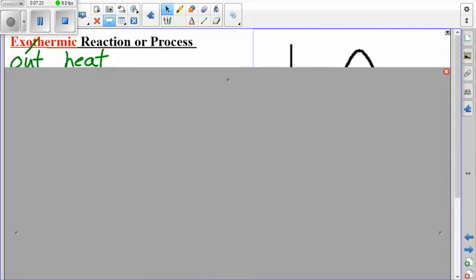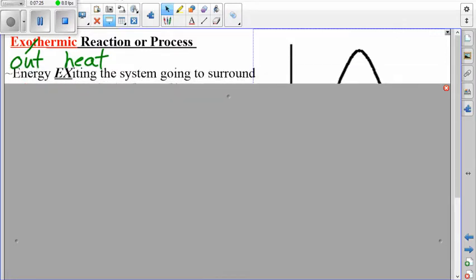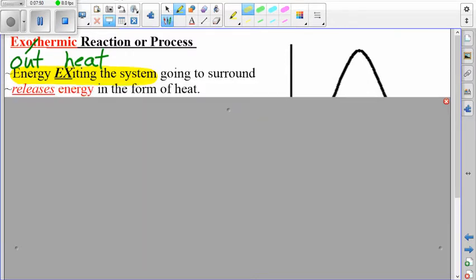Let me elaborate. To be very specific, this is when energy is exiting the system. It's exiting the system, which means that it's going into the surroundings. So that's why you need to know which one's the system and the surroundings, because it's exiting the system. So another way to say this is that exothermic reactions are releasing energy in the form of heat.